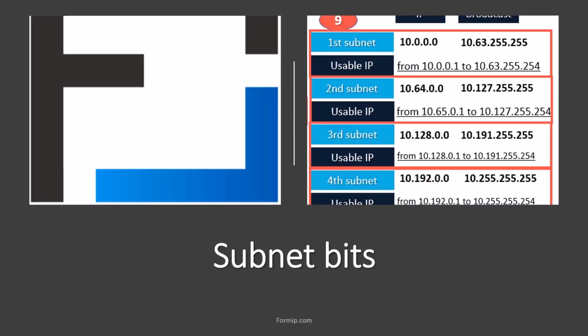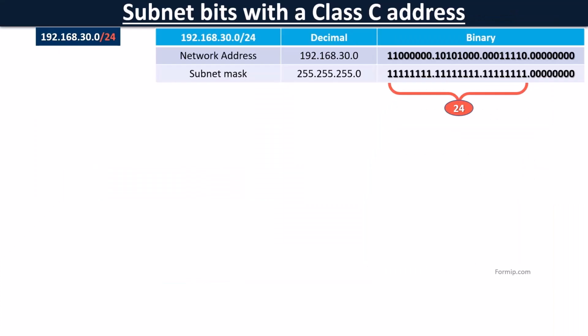Let's go back to binary to consolidate this new passion that you have. To create a subnet, you need to borrow host bits and use them as subnet bits, as shown in this figure. They must be taken consecutively, starting with the first on the left.